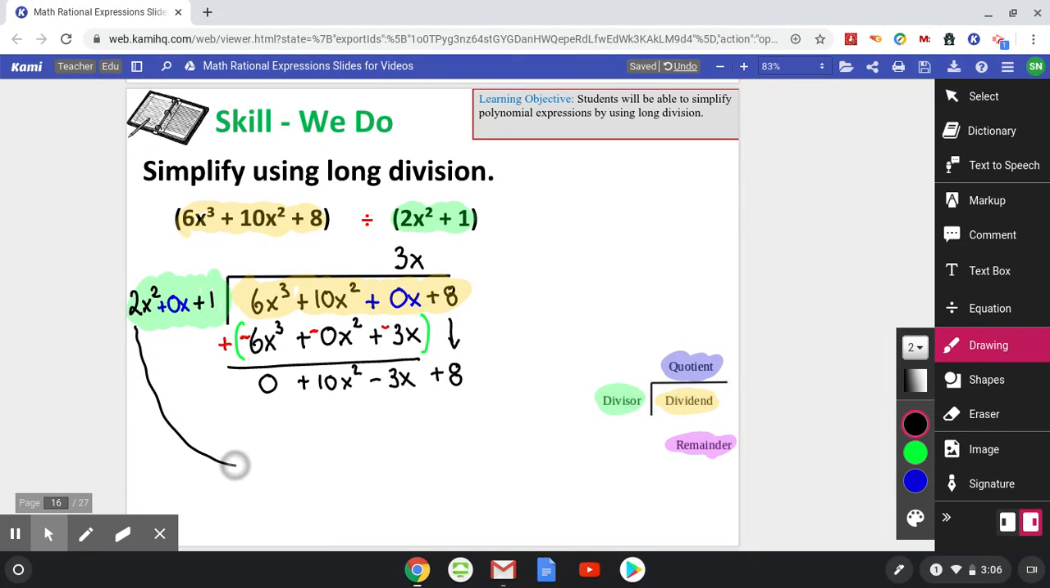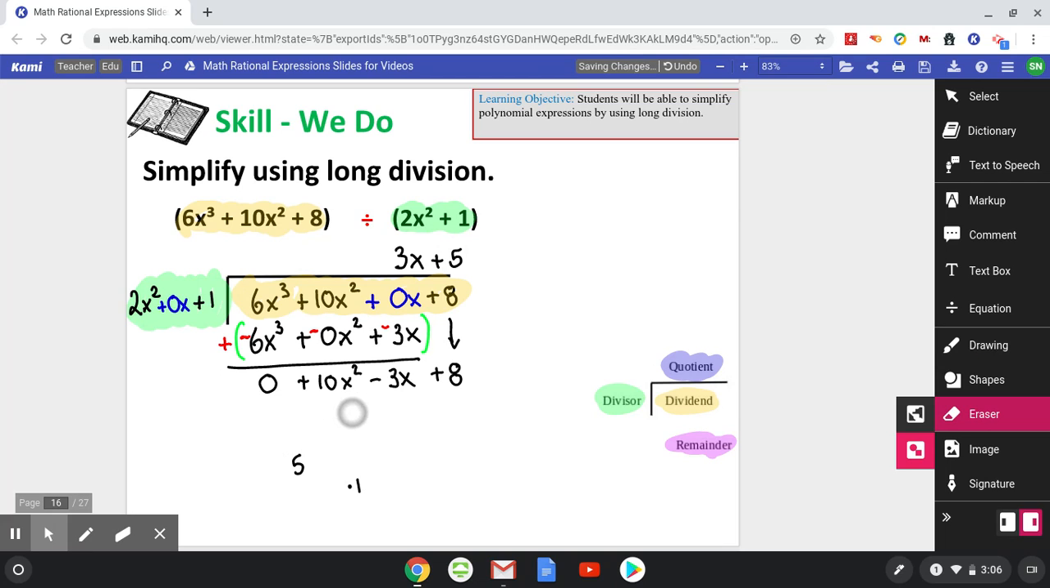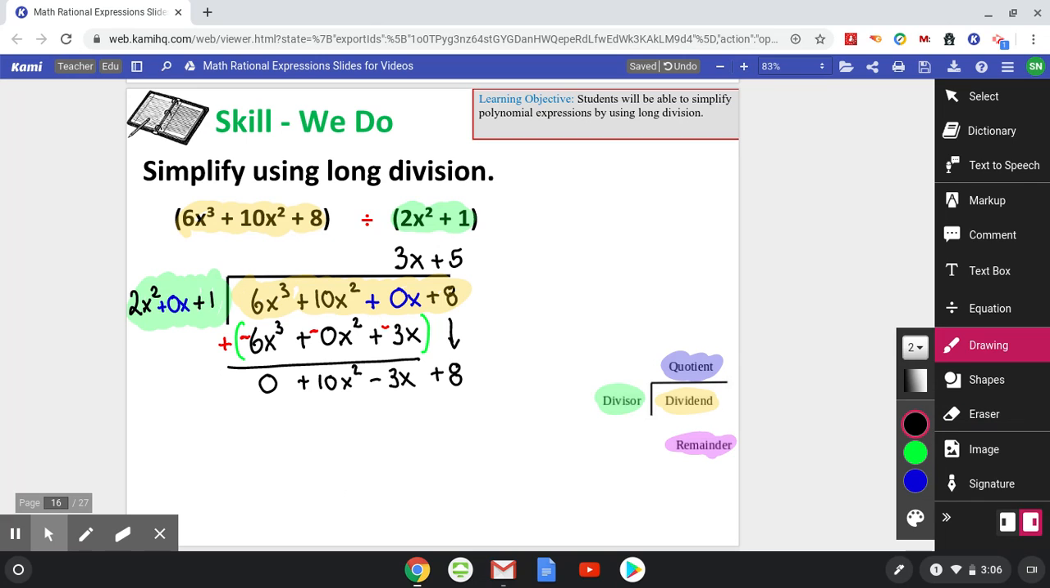We need to find on the next step a number that when you multiply times 2, you get 10. That number is 5. X squared times which number gives you x squared? Is just multiplying times 1. 5 times 1 is 5. And we put that on the quotient. We multiply the divisor times the quotient. On the divisor, let's start with the 2x squared times 5 is 10x squared. 0 times 5 would be 0x. 1 times 5 would be 5.